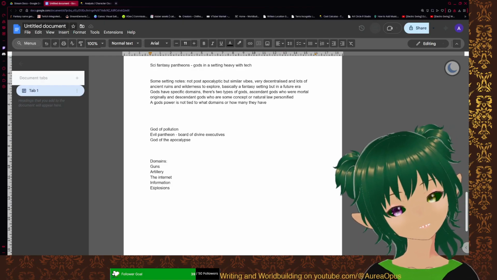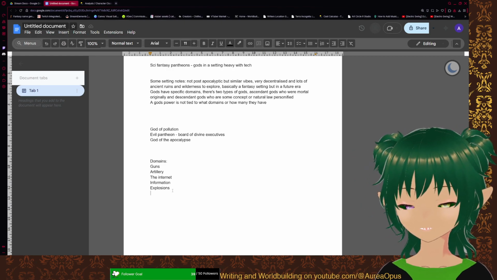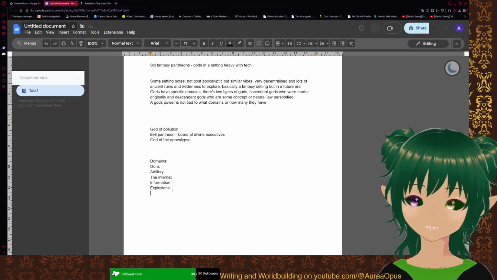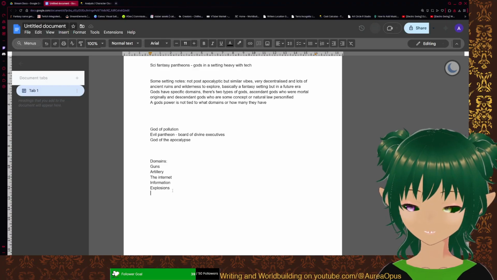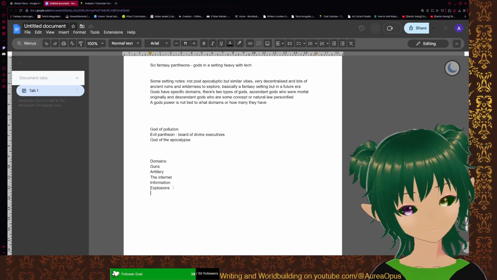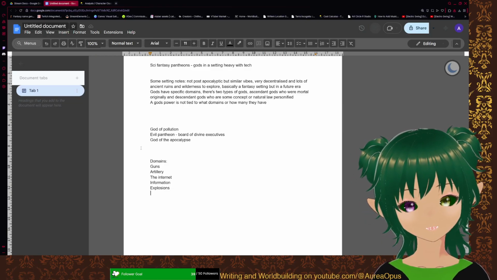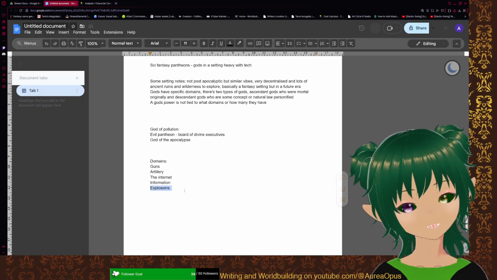Whereas a god whose divine domain is explosions, that just kind of feels silly to a certain extent. That feels gimmicky. Like, explosions, really? Maybe it's the temporary nature of an explosion, the fact that it's not a thing you can look at. The river is there, the guns, the information, they all kind of exist. Whereas an explosion is an event.